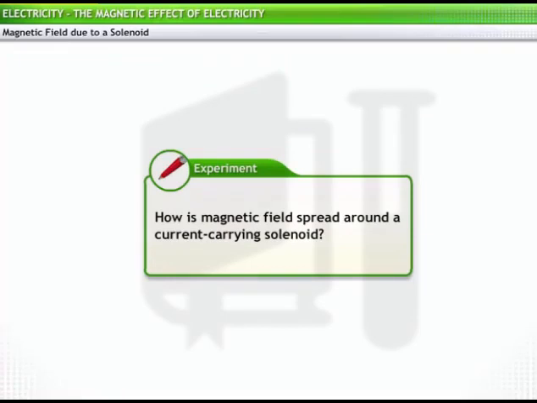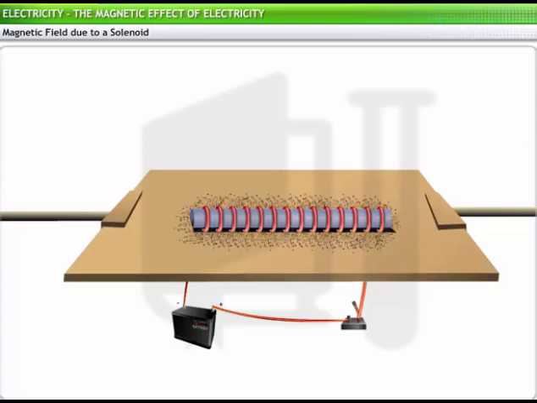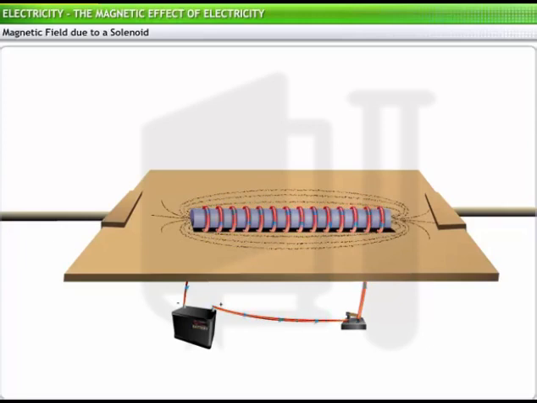To analyze the magnetic field and field lines due to a current-carrying solenoid, here is an experiment. In this experiment, we fix a solenoid in a slit in a cardboard. We connect this solenoid to a battery and a key. Finally, we sprinkle iron filings on the cardboard and close the key to complete the circuit. When current passes through the solenoid, the iron filings arrange themselves in a pattern that represents the magnetic field lines due to the solenoid. These lines can be traced using compass needles.